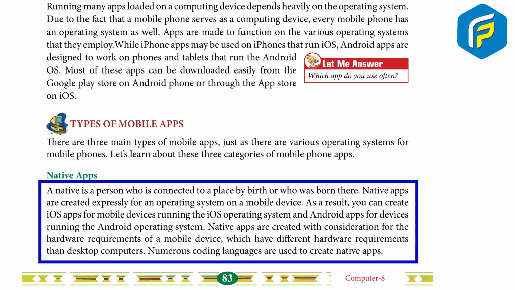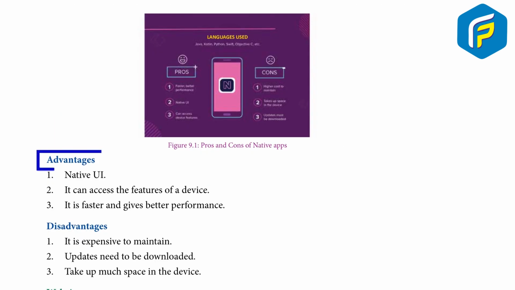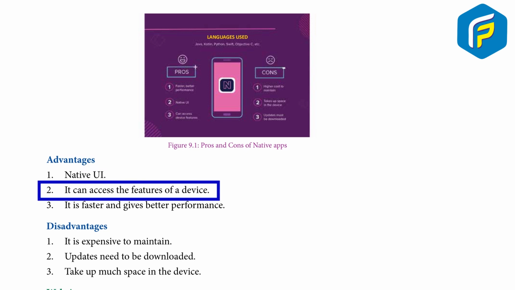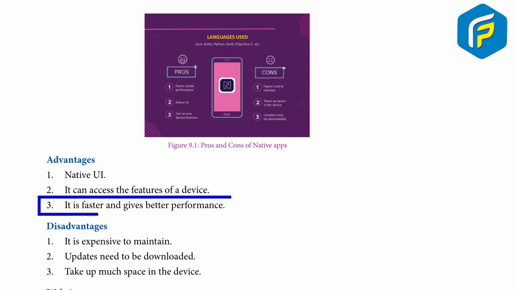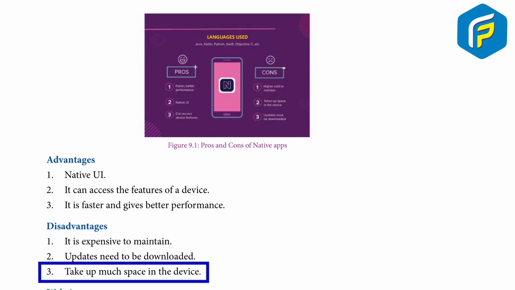Native apps are created with consideration for the hardware requirements of a mobile device, which are different from those of a desktop computer. Numerous coding languages are used to create native apps. Advantages: 1. Native UI. 2. It can access the features of a device. 3. It is faster and gives better performance. Disadvantages: 1. It is expensive to maintain. 2. Updates need to be downloaded. 3. It takes up much space in the device.